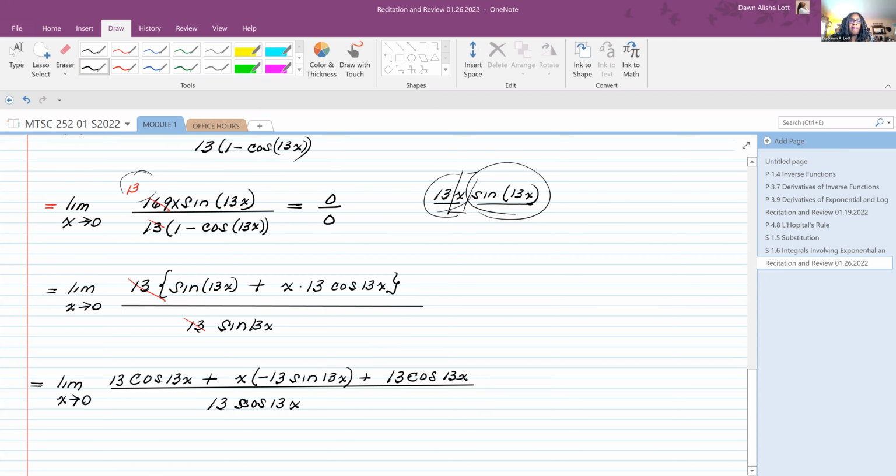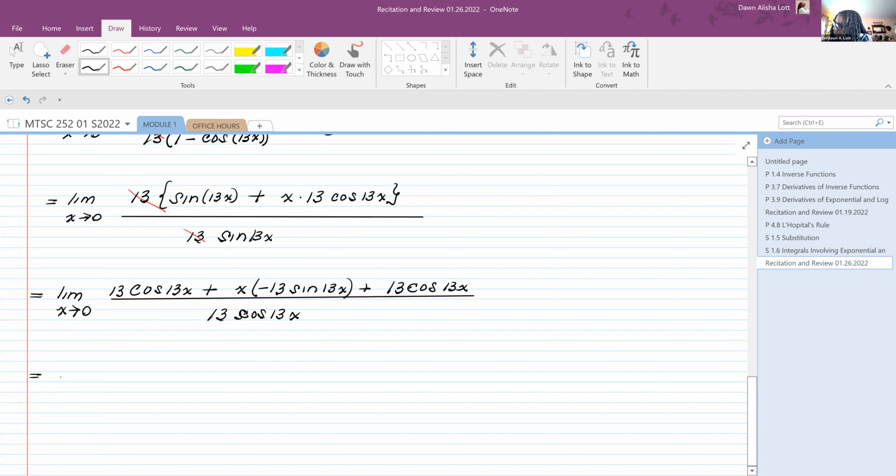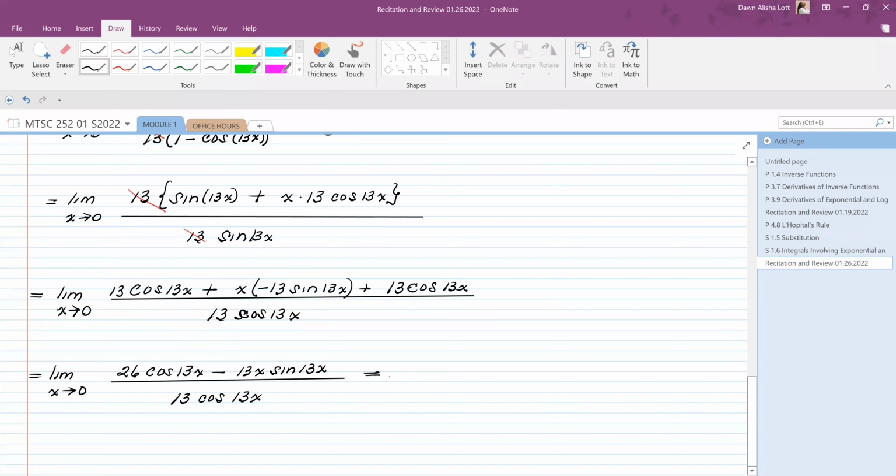Okay. So that's the limit as x approaches 0. So now you have 2 of them, right? Which is 26 cosine of 13x minus 13x the sine of 13x all over 13 the cosine of 13x. And that limit is? I simplified it and I got 2 over 1, which is just 2. That's right.